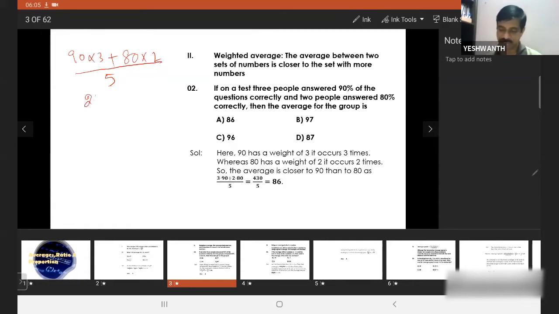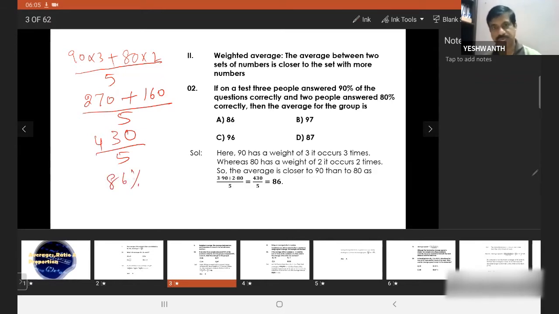So this is 270 plus 160 by 5. I think you got it. This type of working is called weighted averages. 270 plus 160 is 430, by 5. What is this equal to? 86. So this is how you get the weighted averages. Please note this quickly.